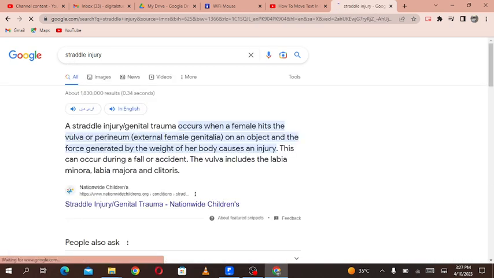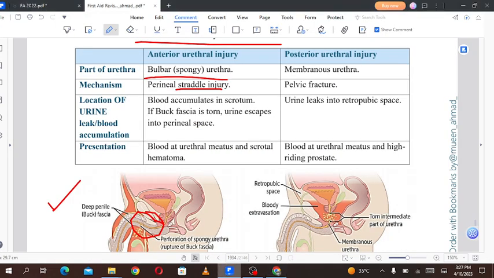A straddle injury, genital trauma, occurs when a female hits the vulva or perineum, the external female genitalia, on an object, and force generated by the weight of her body causes an injury. This can occur during a fall or accident. Vulva includes the labia minora, labia majora, and the clitoris. So straddle injury can happen in males as well. The mechanism is a perineal straddle injury. Location of the urine leak accumulation: blood accumulates in the scrotum.